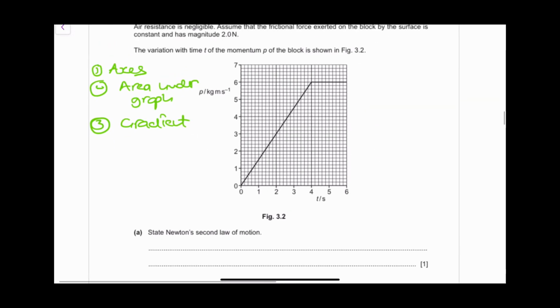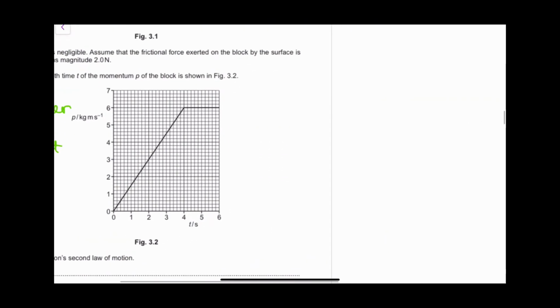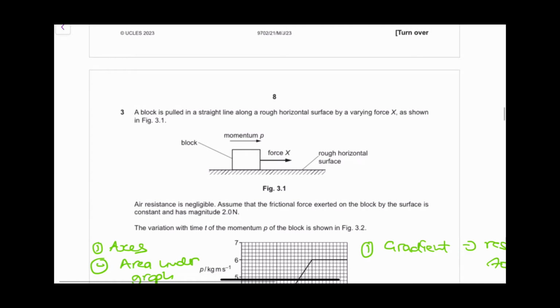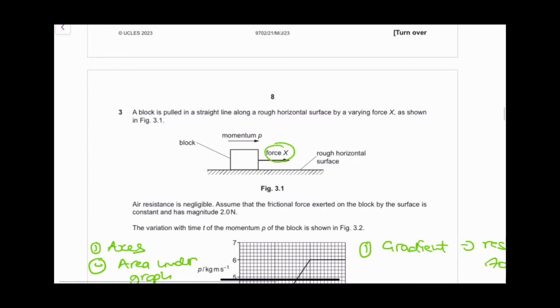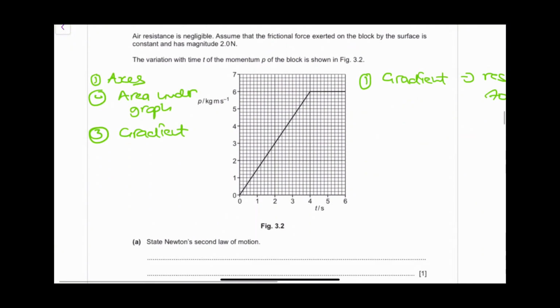Whenever you see a momentum time graph, remember this: the gradient represents the resultant force. It's not just any force, it's the resultant force. In this case, the resultant force is actually this force X, since it's moving along a rough horizontal surface, minus the force of friction that will be acting in that backward direction. So that is basically the resultant force itself.